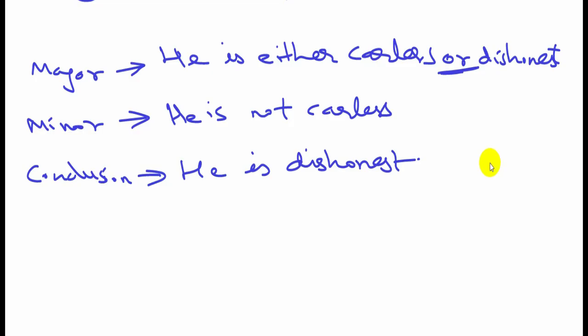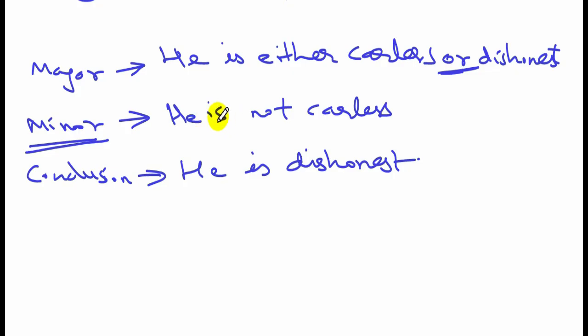So, depending on what the minor premise does, that is, whether it affirms or denies, the minor premise of a disjunctive argument may either affirm one of the alternatives or deny it. Okay, so here it has denied. In the first case, in this example, it has denied.